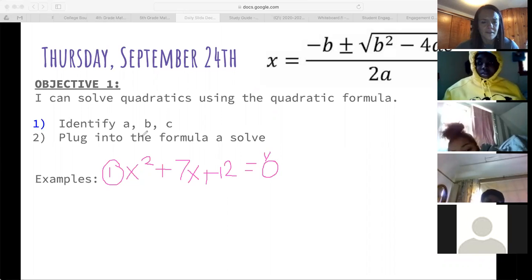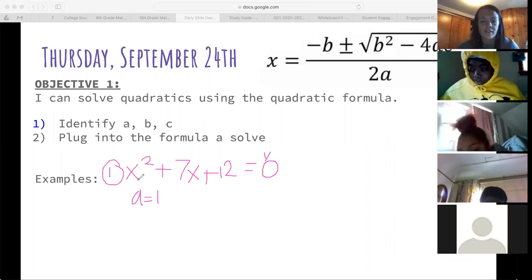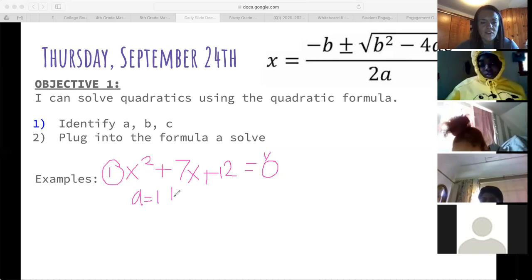Okay. All right, so my A is going to be a 1. So I had written this on some of your daily logs. It's not the exponent, it's the number that's outside, or the number that's in front of the variable. So A is 1, B is going to be 7, and then C is going to be 12.